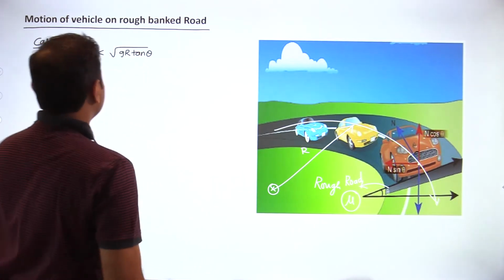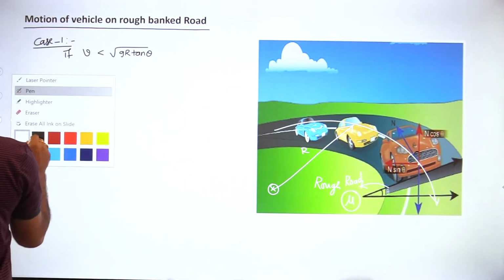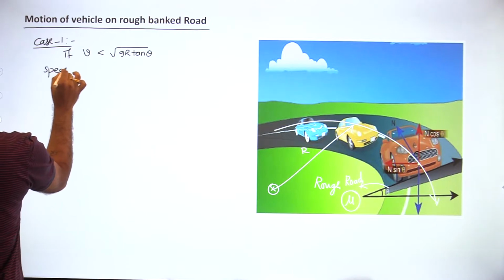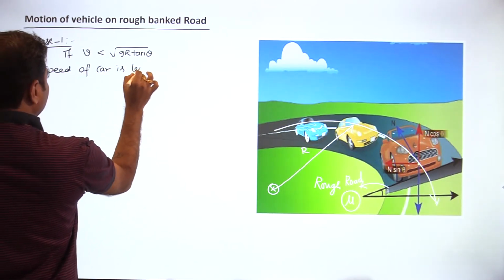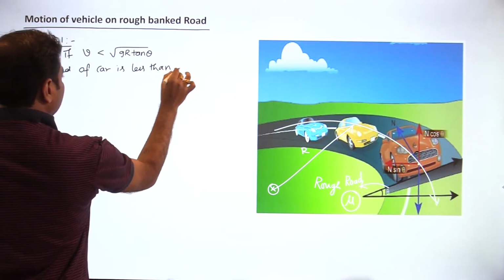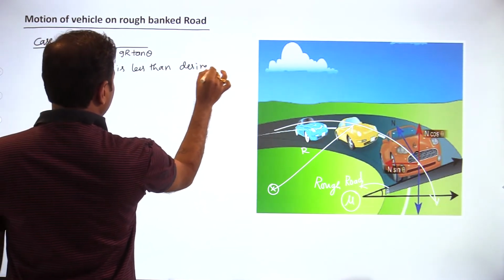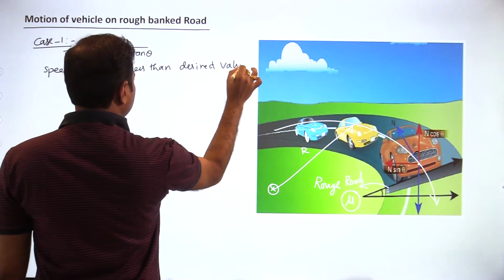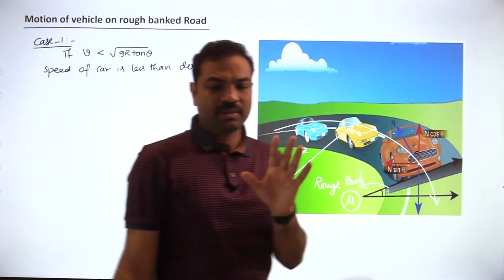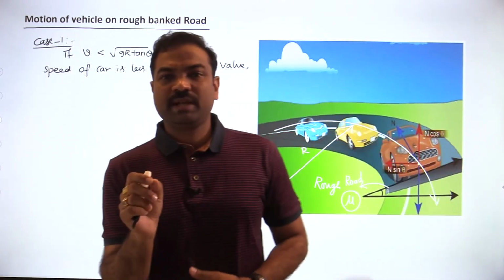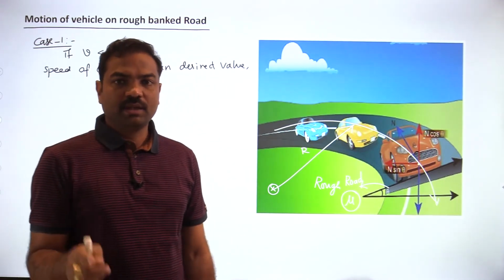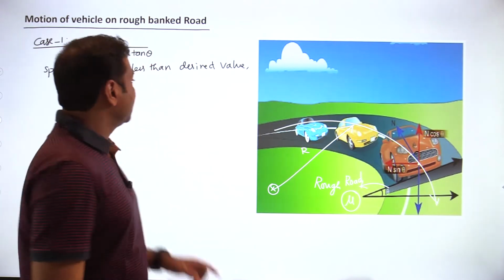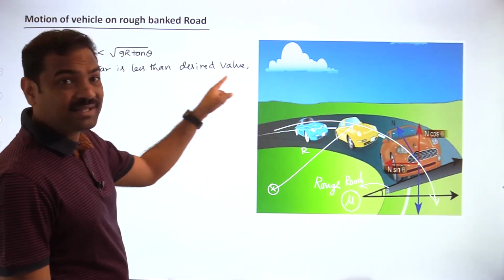If velocity is decreased, the speed of the car is less than the desired value. All of you have to follow this. This is a little complicated. If you don't concentrate, then you will skip the concept. Please concentrate and listen to me carefully. The speed of the car is less than the desired value.